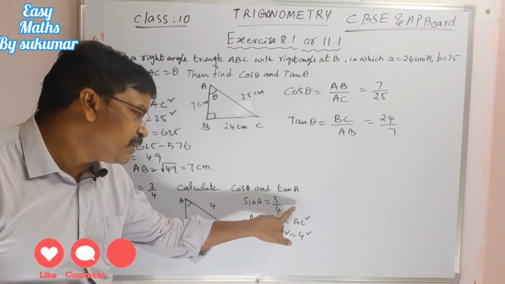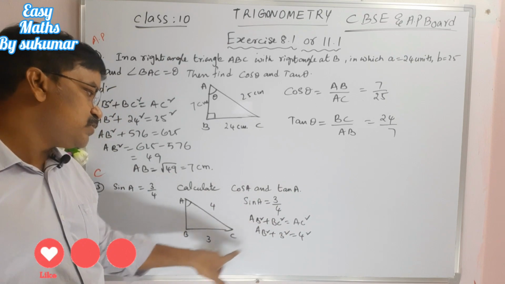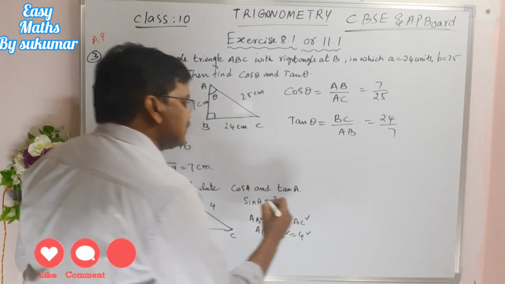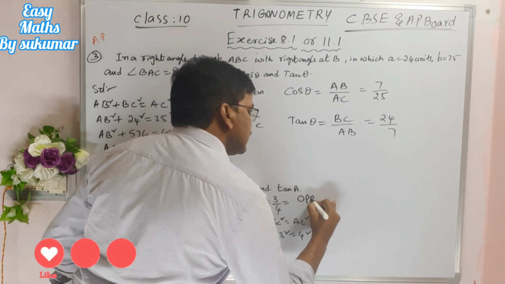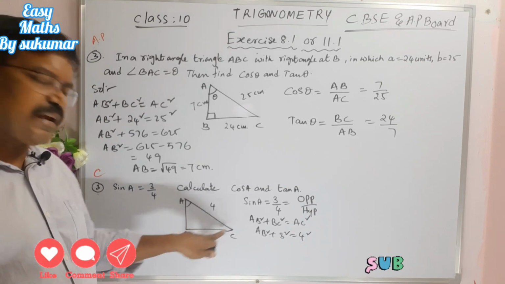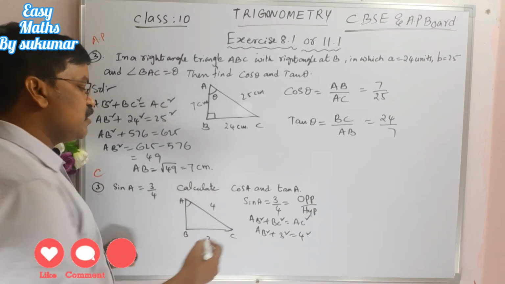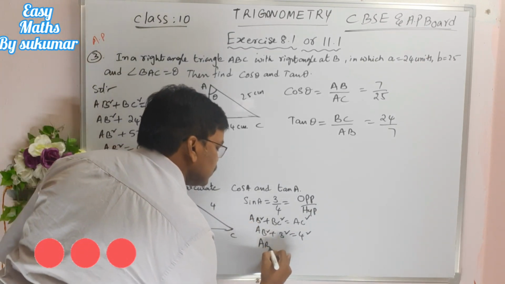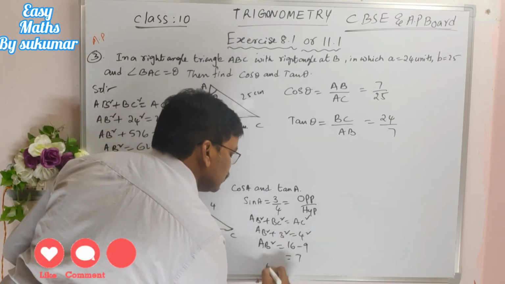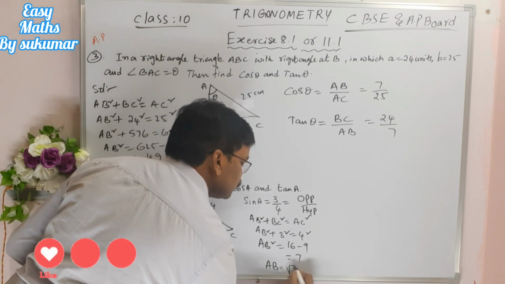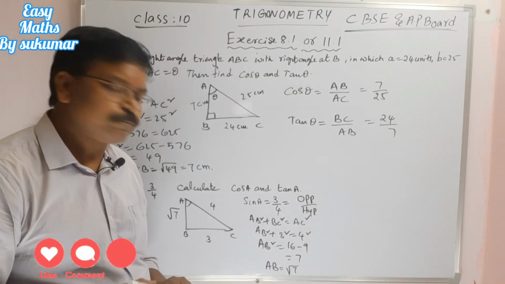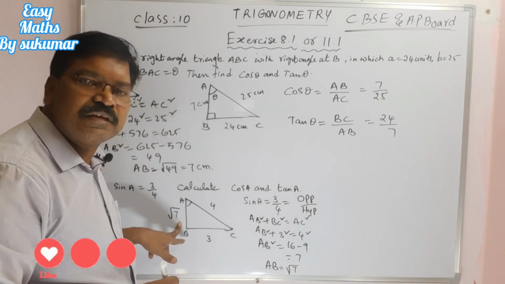How do you know, students? Here in 3 by 4, 3 is opposite and 4 is hypotenuse. Why have we taken it like that? Because sin A is opposite side by hypotenuse. Therefore, this is the opposite side and this is the hypotenuse. So AB square is equal to 16 minus 9, which is 7. So AB is equal to square root of 7. This AB is root 7.